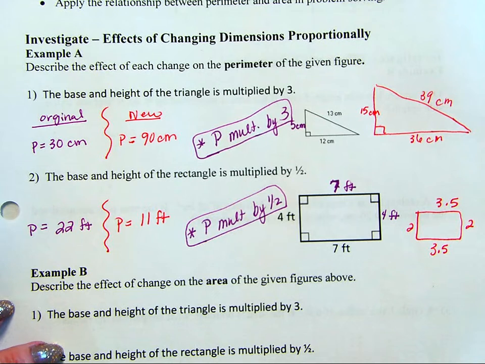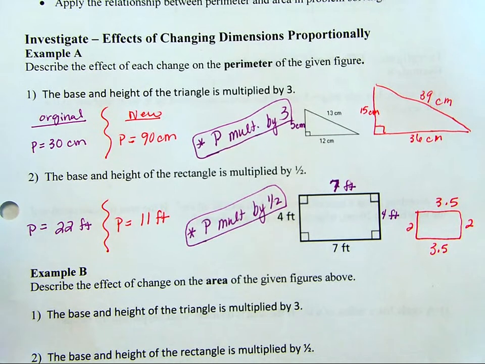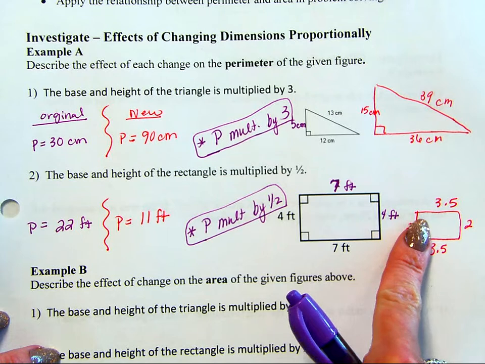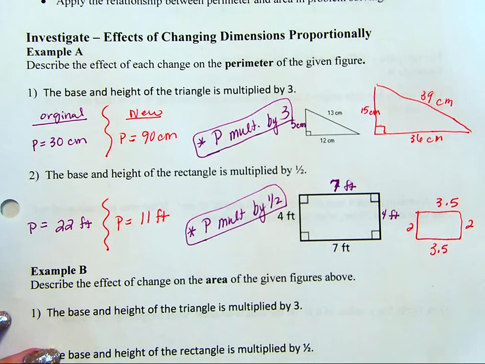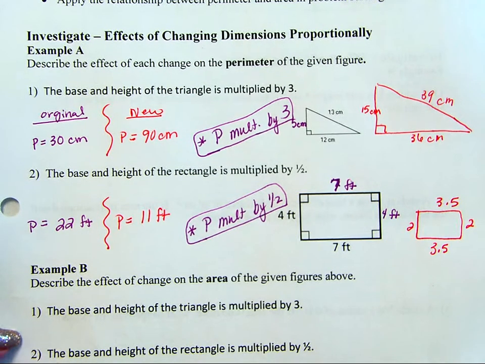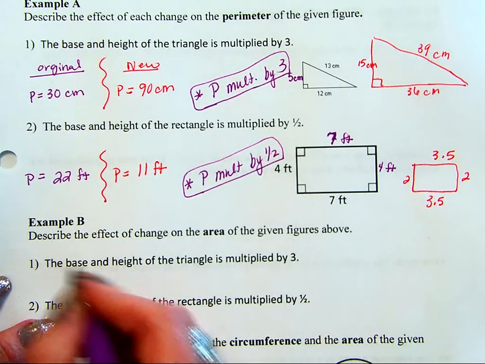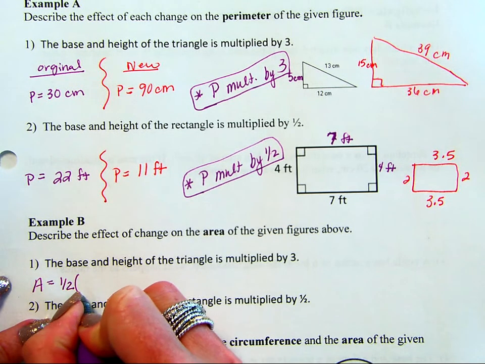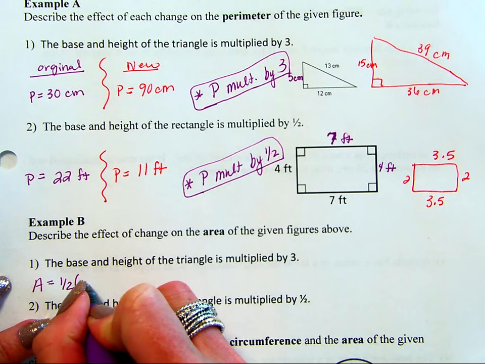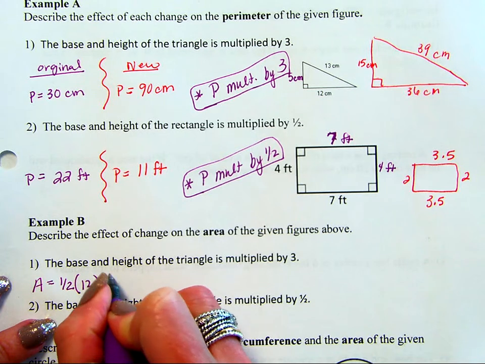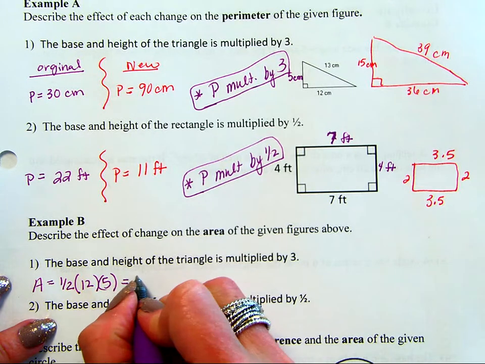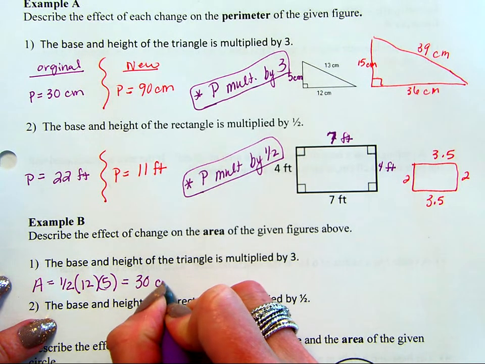Now, in example B, they want me to look at the area. We're still going to use our triangles and our rectangles, but now we're going to think area. And I know that when I look at the area of a triangle, we would take 1/2 base times height. Well, in my first triangle, I would have a base of 12 and a height of 5. 1/2 base times height, or half of 60, and we would find that would be an area of 30 square centimeters.